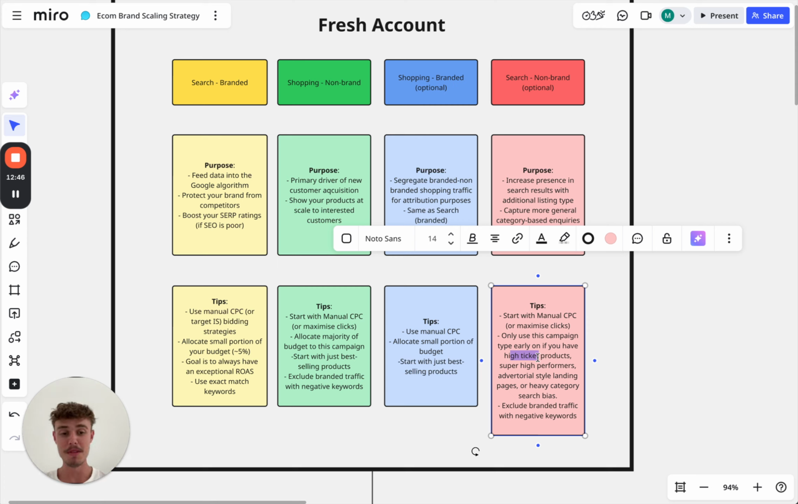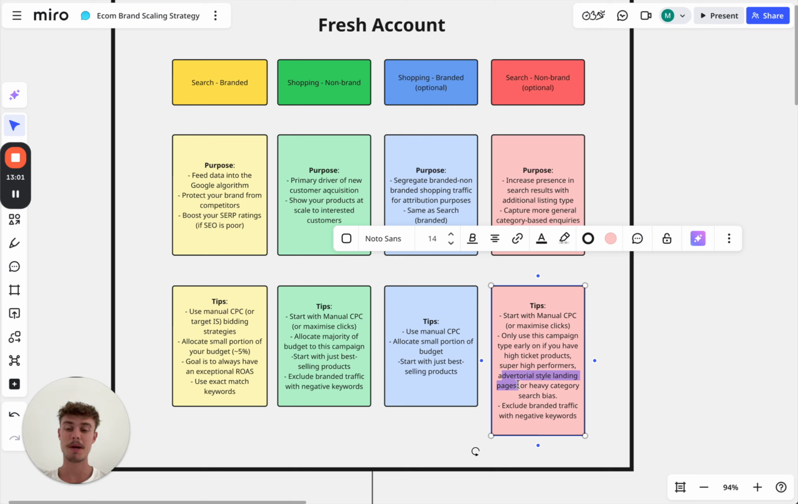I definitely recommend it. Or if you have super high performance, so if you have one product that really stands out and there's a lot of people that search for it, has really high search volume, again, you'd want a search ad there. Or if you have advertorial style landing pages or heavy category search bias.